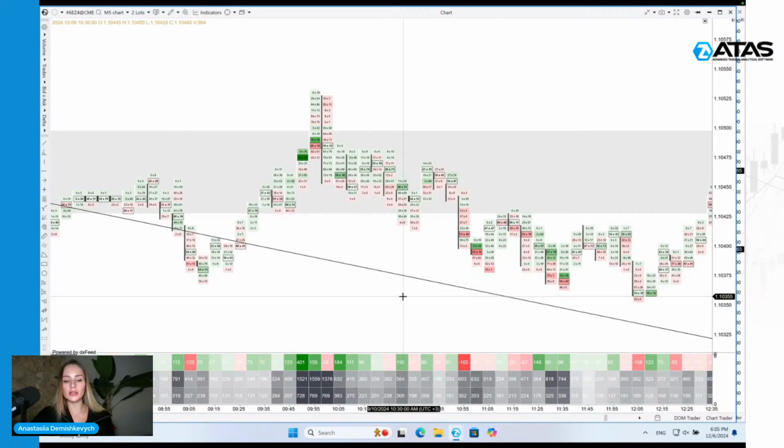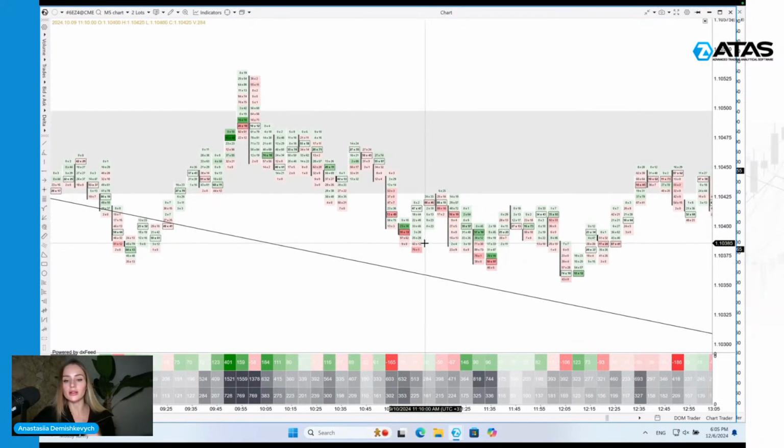The only thing that I'm waiting for is the deltas to shift to the other side, because I want to see the market participants, the sellers, starting to win the market. So right now I see green, so it's not interesting for me. I'm going to stay away from the market.